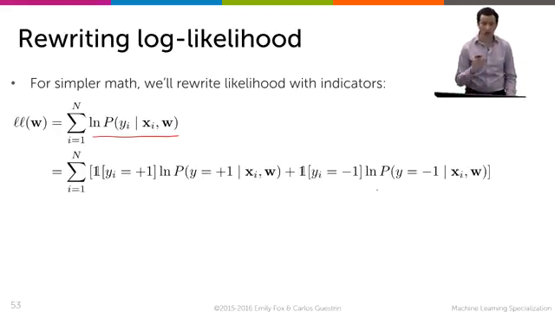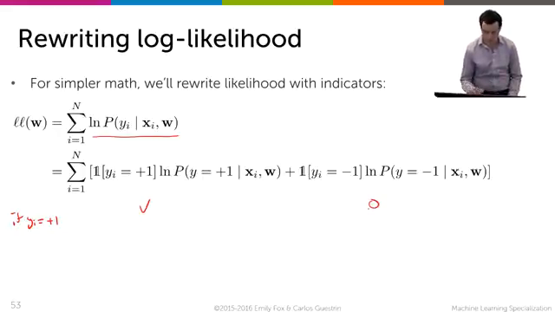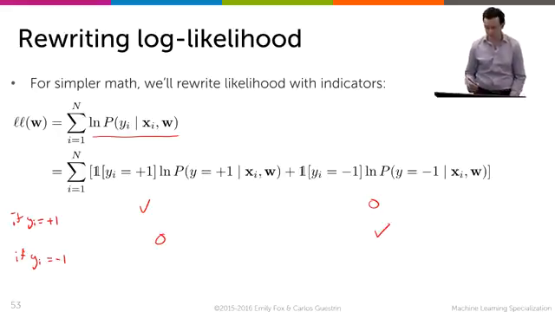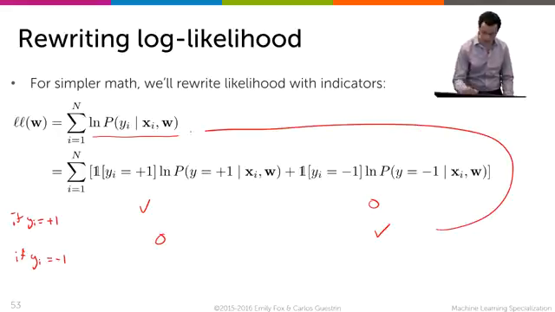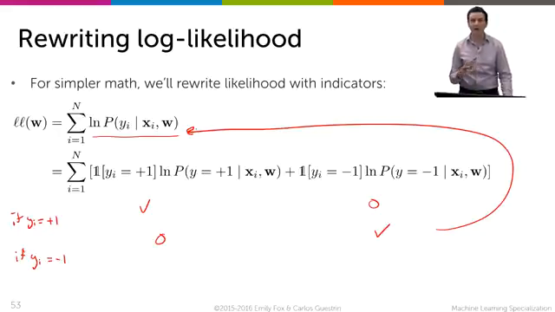So in other words, if y_i is plus 1, then the first term comes to play and the second term becomes 0. But if y_i is equal to minus 1, then the first term becomes 0, and the second term becomes active. And so we see that because of this, we get exactly the equation above, but the indicators are going to make our life a lot simpler throughout the derivatives and all the operations that we need to do.